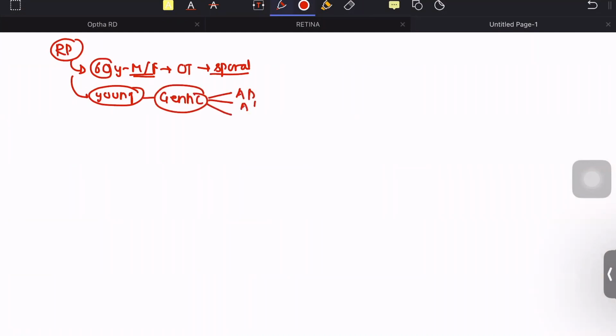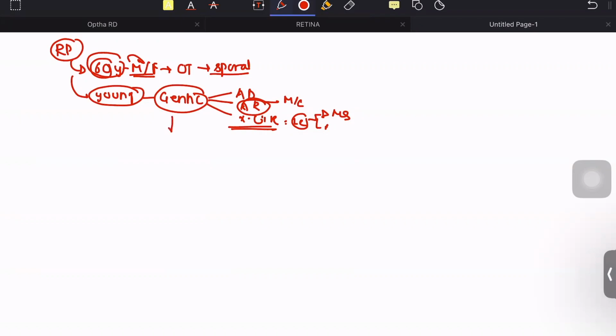It can be autosomal dominant, autosomal recessive, and the X-linked recessive variety, where the autosomal recessive is the most common variety, whereas X-linked recessive is the least common. But thankfully, because it is the most severe variety and most visual threatening variety as well. So a case of retinitis pigmentosa is usually a 60-year-old male or female. I mean to say it is particularly old age people, or it can be a younger age person if there is a genetic mutation which is inherited in either autosomal dominant, recessive or X-linked recessive pattern.